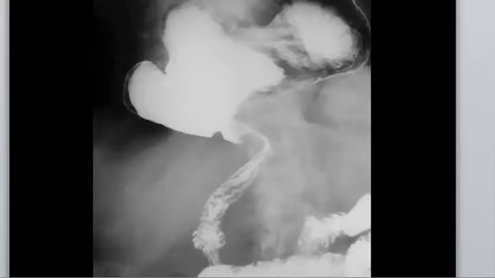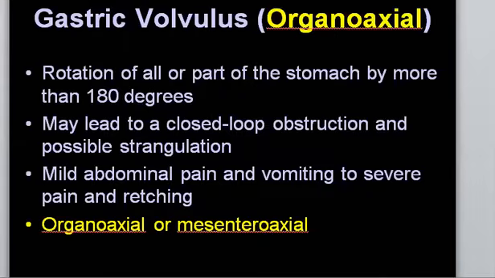Mesenteroaxial, yes. So which one is common in old age? And which one is more common? Organoaxial in adults, yes. Mesenteroaxial is more in the pediatric age group. So organoaxial in old age, and this one, what we have, is the organoaxial. This is more common, and you can see that the greater curvature is upward and the lesser curvature is downward. So this is what is called organoaxial volvulus.